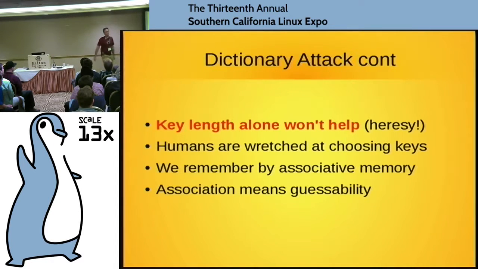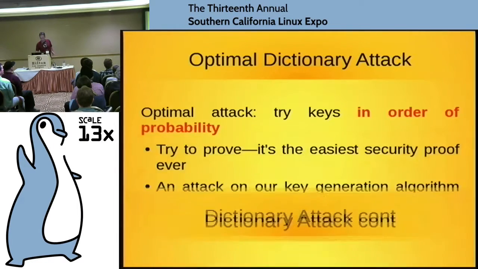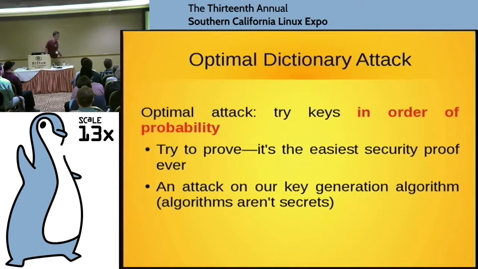What's worse is we remember by associative memory. So suppose that was actually protecting the administrative console on a website about Abraham Lincoln. Yeah, you see it. The length is not helping us because it's guessable. So, I'll give you the general version: the optimal attack is just to try the keys in order of probability. So the attacker tries the most probable key.